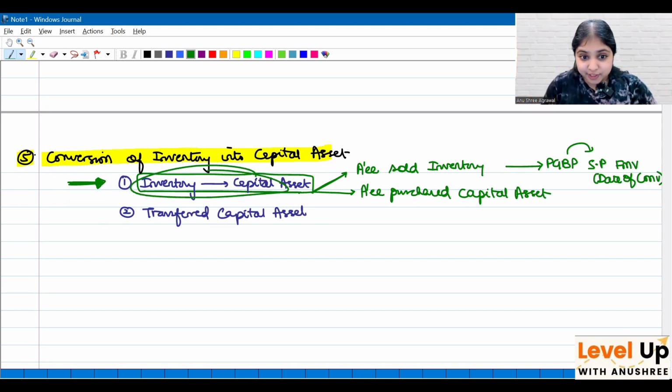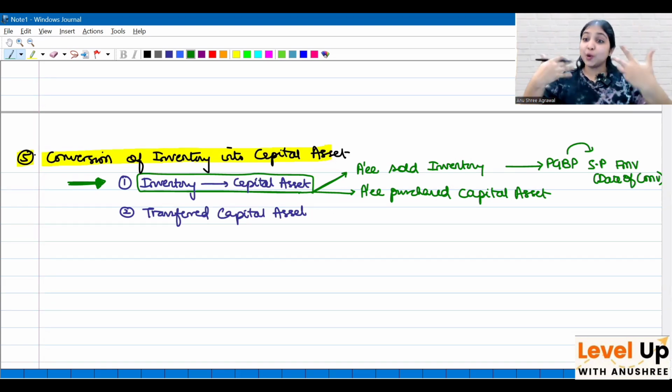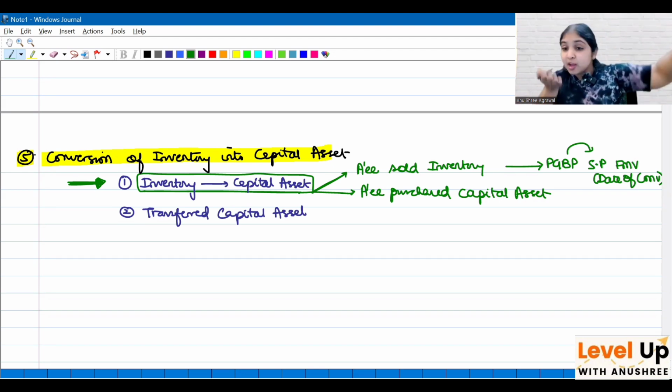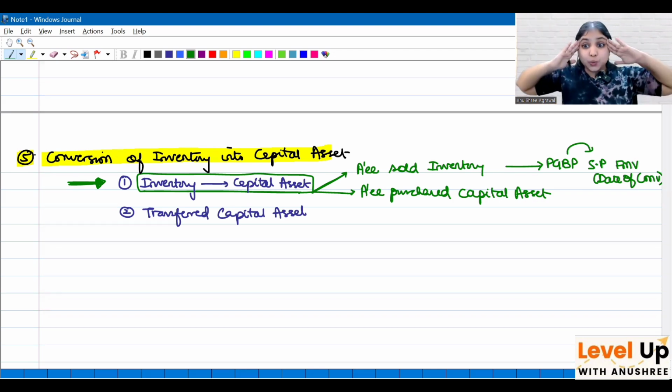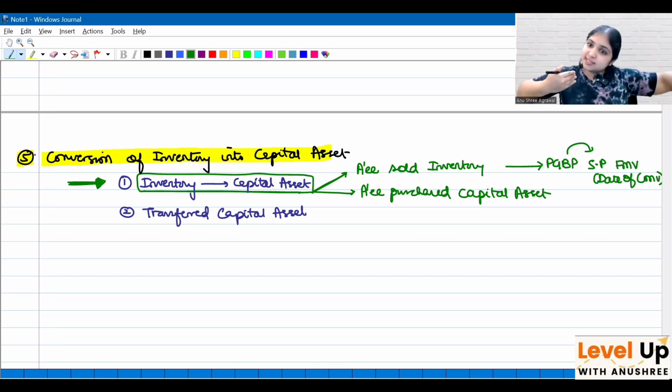On the date of conversion, in reality, only conversion happened. Nothing else happened. But I'm asking you to assume. I'm asking you to imagine. In reality, inventory got converted into a capital asset. That's all. But I'm asking you to imagine, what if I sold the inventory and purchased a capital asset? Why am I asking you to imagine like this? Because inventory got converted into a capital asset, which means no more inventory, which means I sold inventory. What do I have in my hands now? A capital asset, as if I purchased a capital asset. So I'm asking you to imagine I sold the inventory and purchased the capital asset.